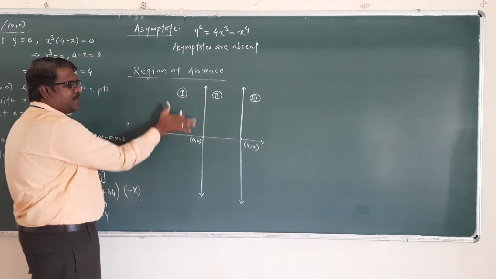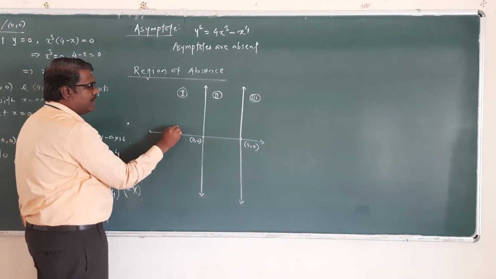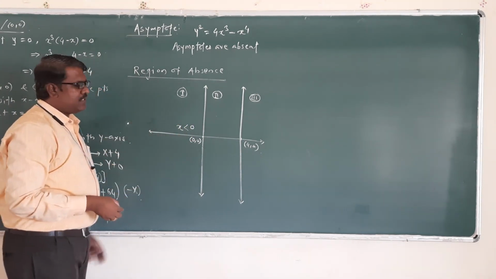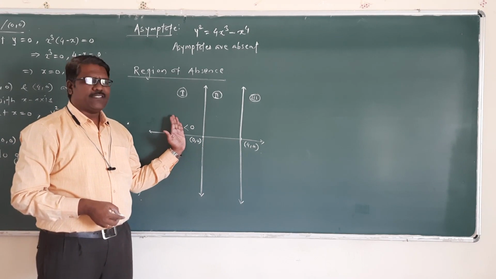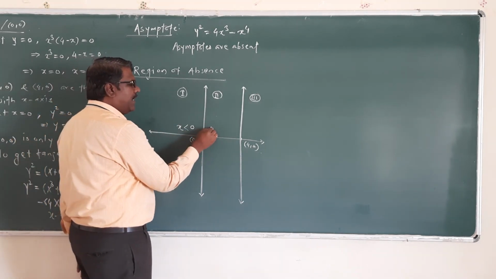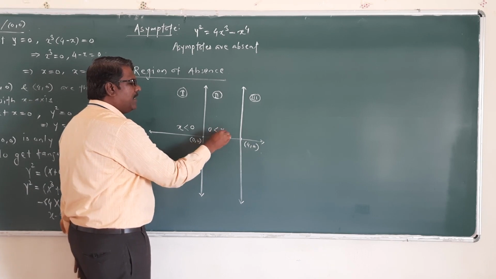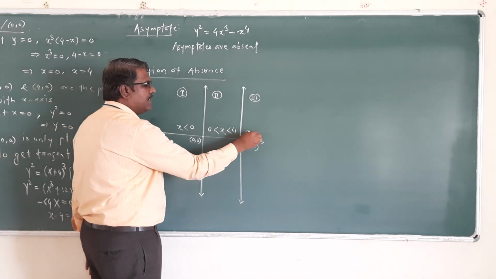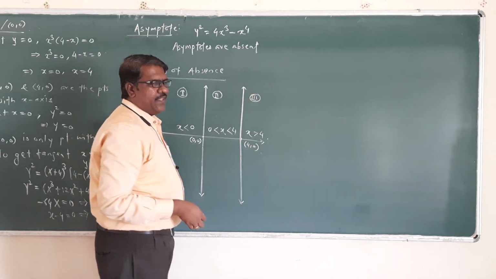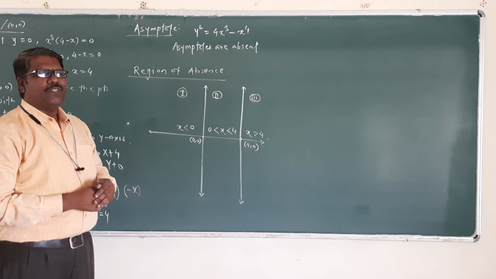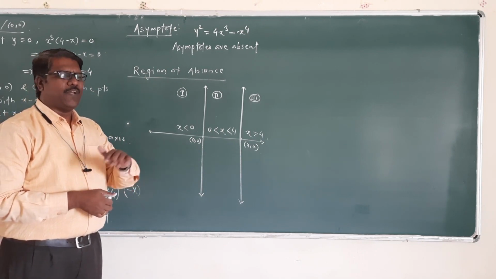How do we define this first partition? This first partition is x less than 0, because on the left side of the y-axis, x is always negative. This middle partition we can define as 0 less than x less than 4, and the last partition is x greater than 4. Now after defining each partition, choose a value of x from each partition.